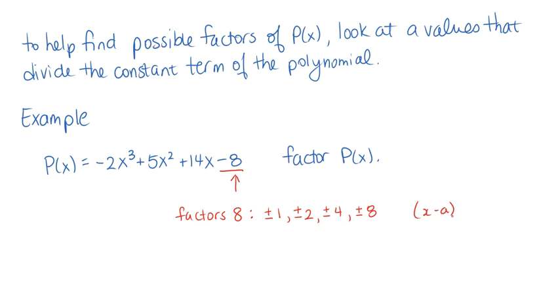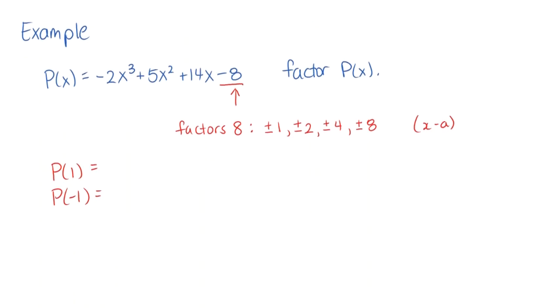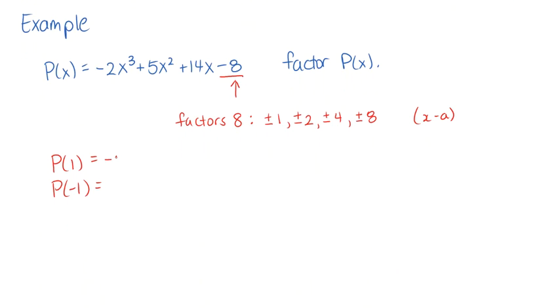So the quick way to test this is to use the remainder theorem and ultimately the factor theorem. We're looking to figure out if we plug in 1 and if we plug in negative 1, and go through the whole list, we're looking for the ones that actually equal 0. Those x minus a values are going to be factors of that polynomial. Just to test it, let's take a look at the first one. If we go negative 2 times 1 cubed, plus 5 times 1 squared, plus 14 times 1 minus 8, and we evaluate that, if it's equal to 0, then x minus 1 is a factor.